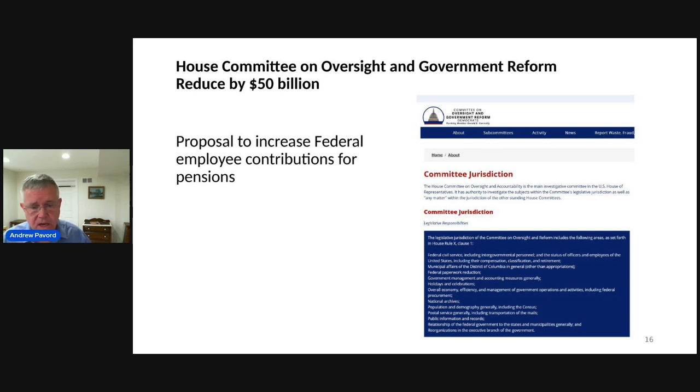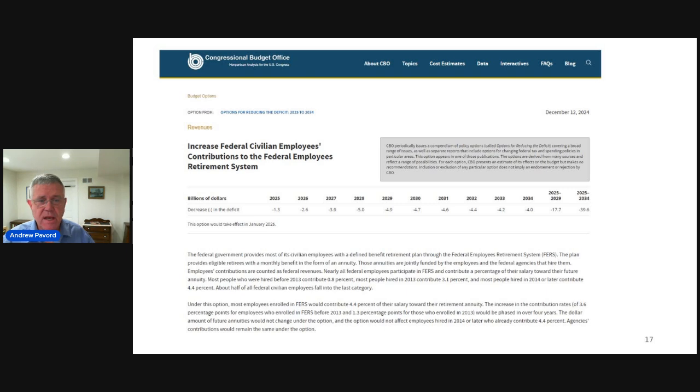Now, the CBO did a study of this and actually included this in a list of options for reducing the deficit. And you can see that basically employees hired before 2013 currently contribute 0.8% of their income to their retirement program, to the Federal Pension Trust Fund. This proposal would essentially raise that to 4.34%. And so that means essentially a pay cut for federal employees of about 3 to 4%, somewhere in that range. So that's what this proposal is all about.